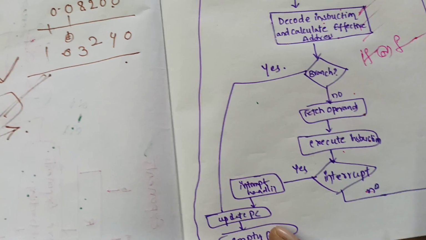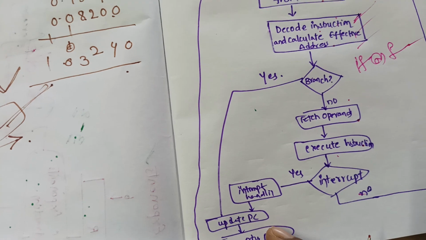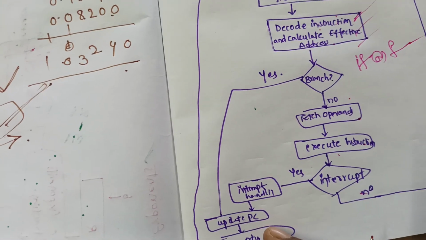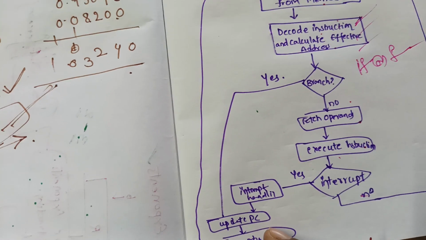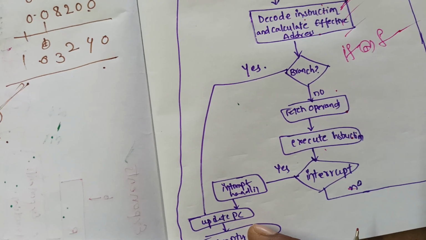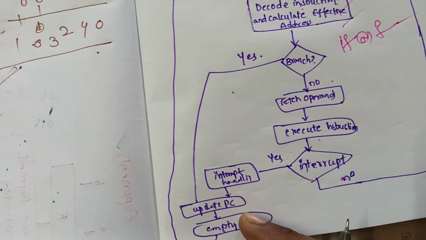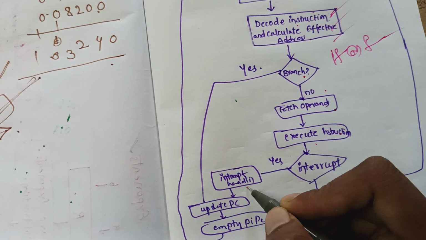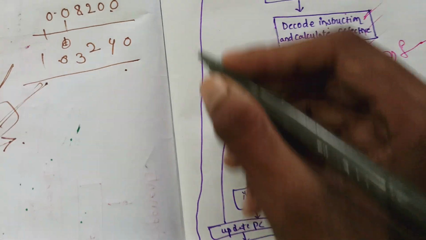What is hazard? Now we already know what is hazard. We should all know what is hazard. Hazard means a problem or a stall means a problem. That means pipeline hazard means the problems or drawbacks with the pipeline that are called the pipeline hazards. Now whenever there is a branching statement, then we have to update our PC or empty our pipeline. Next we have to go to the fetching section.